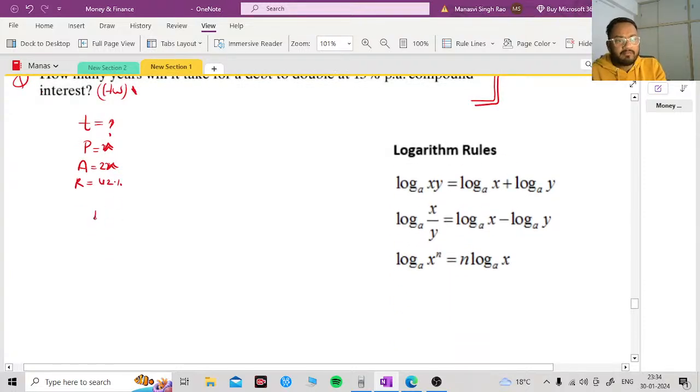Now here, if we write amount is equal to principal times (1 plus rate upon 100) to the power time, right? So the amount is 2x, because our debt is doubled, right?